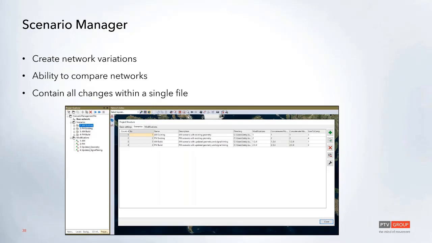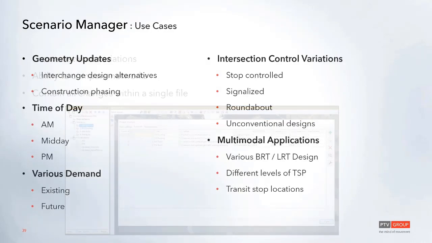So maybe you want to create different times of day like AM or PM, or different geometries. And then you can easily compare these networks with one another and contain all of these changes within a single file. So this just makes it a little bit easier to keep track of all the changes that have been made. And it also makes it easier if you're collaborating with others, just to keep track and have all of the files located in one place.